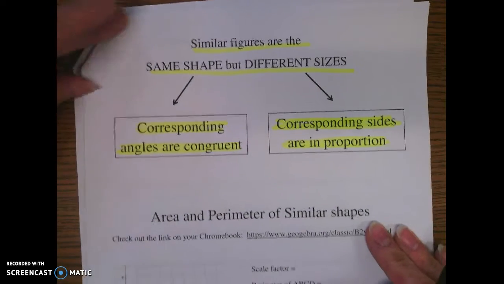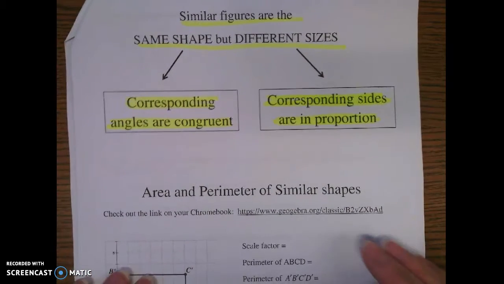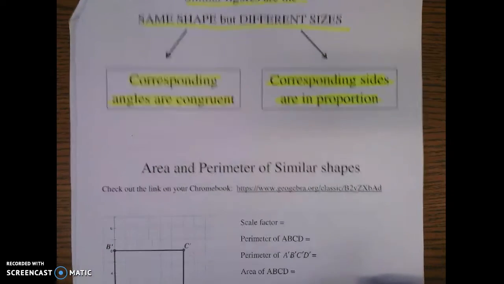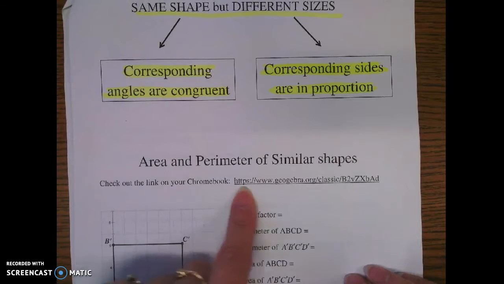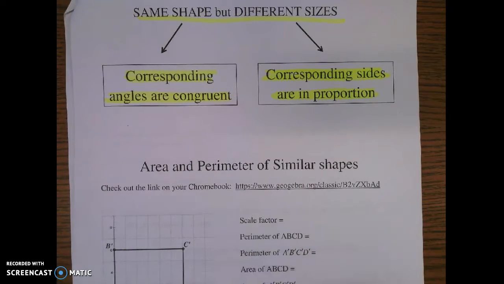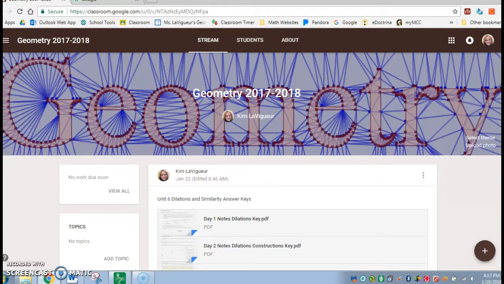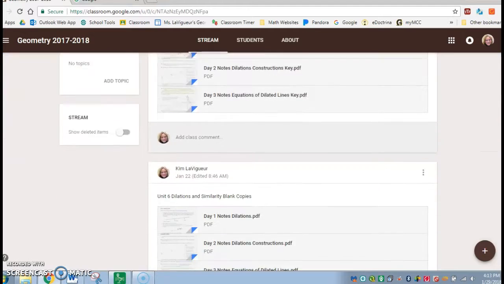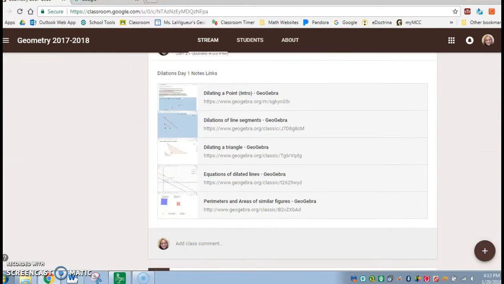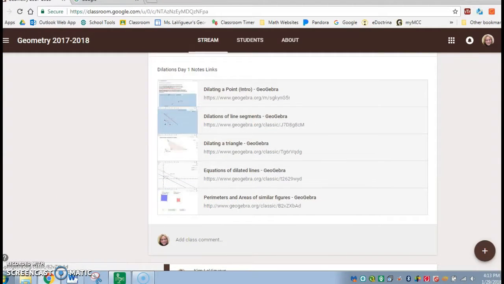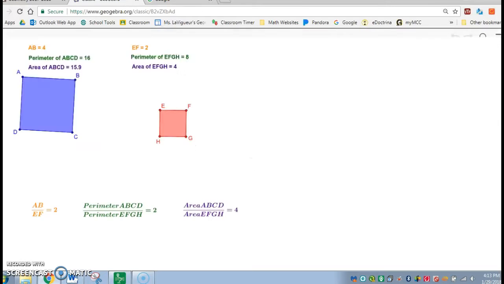All right, so let's talk about now area and perimeter of similar shapes. So on your Chromebook, there is a link. So if I go to the classroom page, so here's my classroom page, and I go to the third post. There's now a new link I added on, perimeter and areas of similar figures. So let's open up that. All right, so here's what we have now.